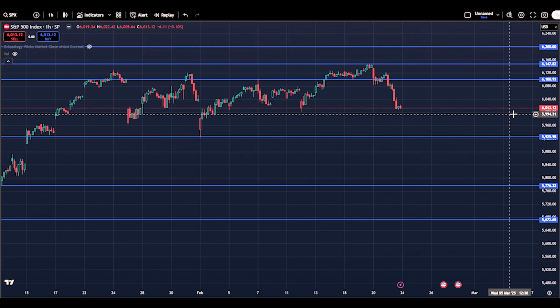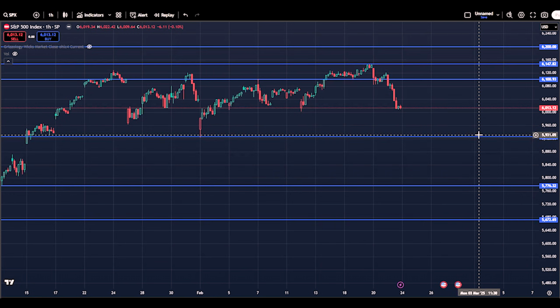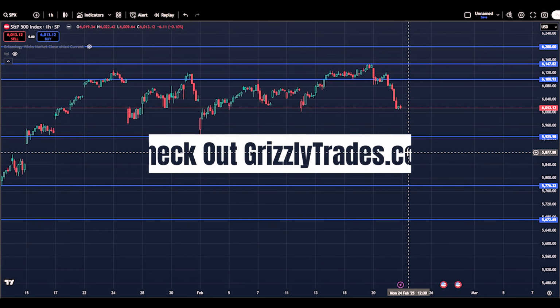We have respected this 6,000, but there have been times where we haven't in the recent past. So I'm not that interested in that as much as I am this 5925 area. It's been a strong support, so it could be a nice bounce area for some calls or some ES longs, everyone. I'm going to be watching these levels closely. I don't want to bore you all talking about them too much. We have some solid setups. It's going to be an interesting week.